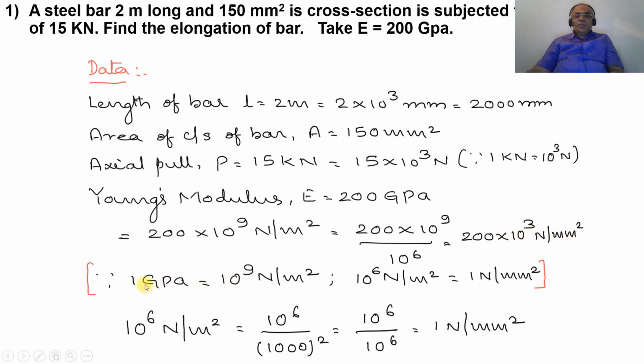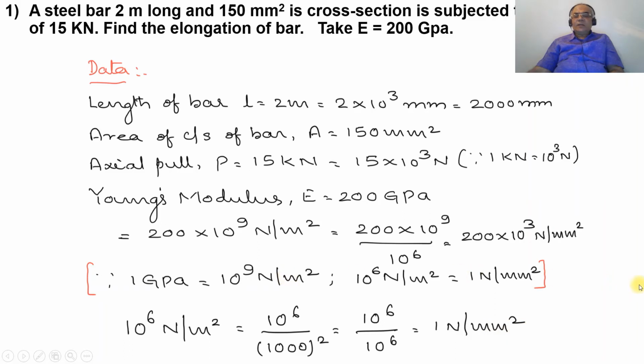So 1 GPa can be written as 1 Newton per mm square. 10 to the power of 6 Newton per meter square is equal to 1 Newton per mm square. So here, 200 into 10 to the power of 3 becomes 2 into 10 to the power of 5 Newton per mm square. Here the conversion factor is also shown. 10 to the power of 6 Newton per meter square is equal to 10 to the power of 6 divided by 1000 square, which is 10 to the power of 6 by 10 to the power of 6, equal to 1 Newton per mm square.